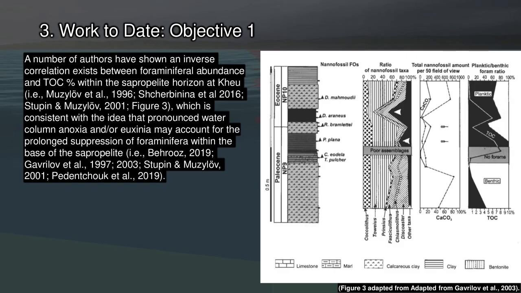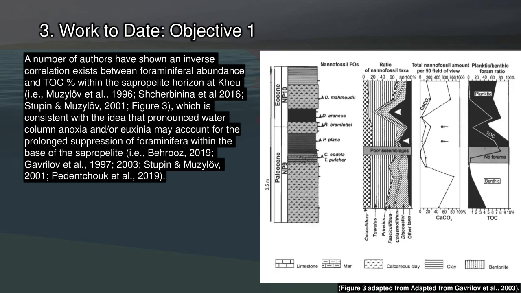So, work to date on objective one. What's actually been done in terms of foram work on the Q section? Interestingly, a number of authors have shown that an inverse correlation exists between the abundance of foraminifera at the Q section and the total organic carbon, or TOC, percentage, specifically within this organic-rich saprophyllite horizon.